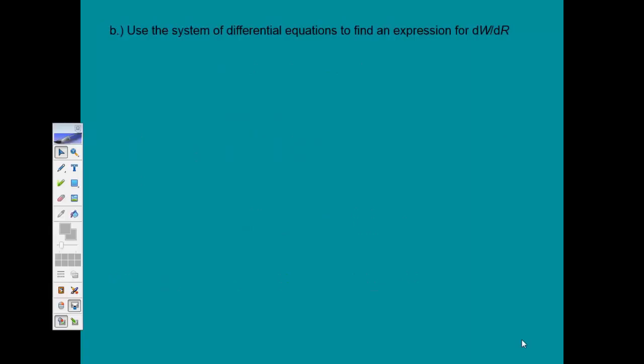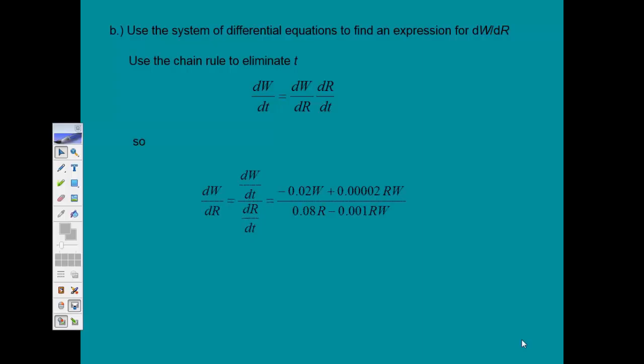Part B, use the system of differential equations to find an expression for dw/dr. Now we can use the chain rule to eliminate t, but it does appear that we are just taking dw/dt divided by dr/dt. This will give us dw/dr, the rate of change of wolves with respect to the rate of change of rabbits.